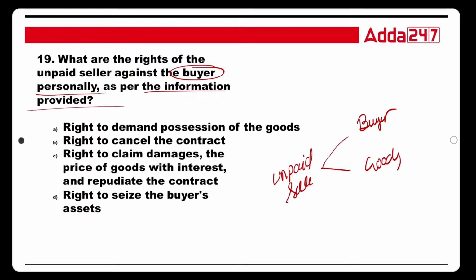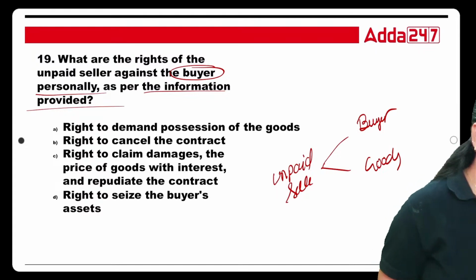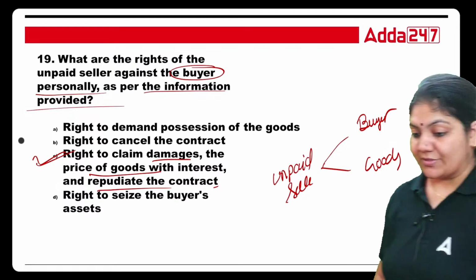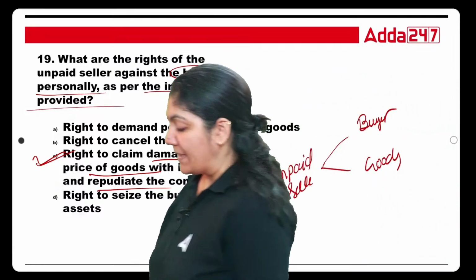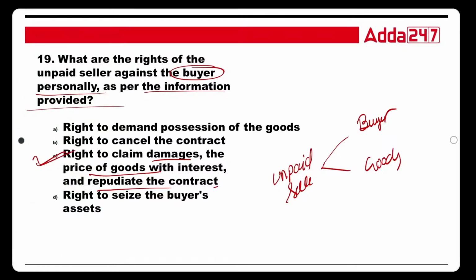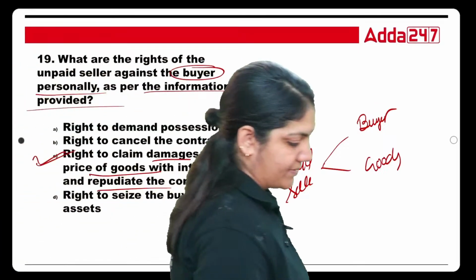So what are the rights of the unpaid seller against the buyer personally as per the information provided? Right to demand possession of goods, right to cancel the contract, right to claim damages, price of the goods with interest, repudiate the contract. So as we know, C will be the right answer for this question. Is that okay? The questions are very easy. That totally depends upon your concept. Okay, next one.